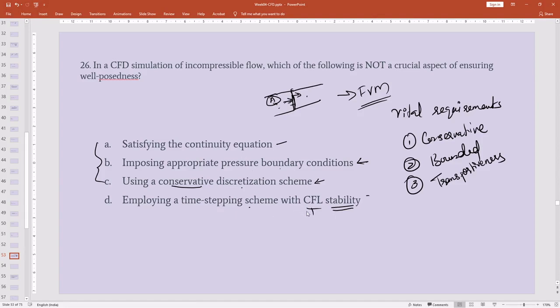So the CFL criteria is also a required condition, but not for well-posedness. For well-posedness, the first three options are required. The last one, CFL criteria, is directly connected with stability, not with the solution. A solution can exist even without stability, but for stability we need the CFL criteria to limit the errors.